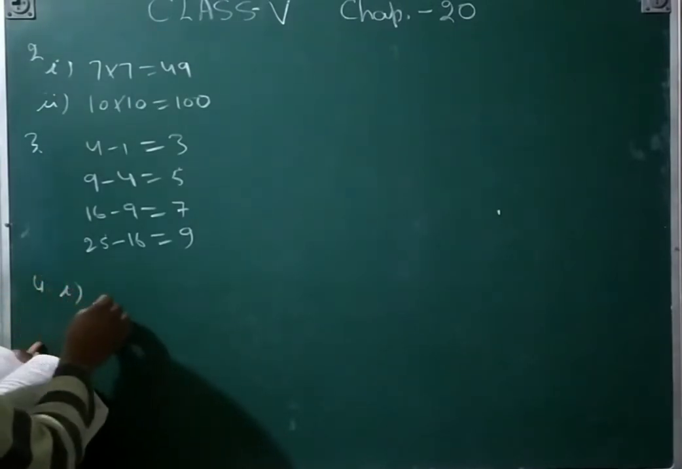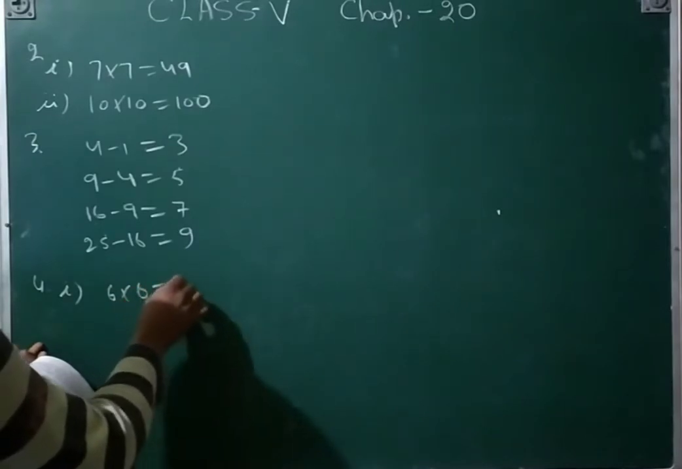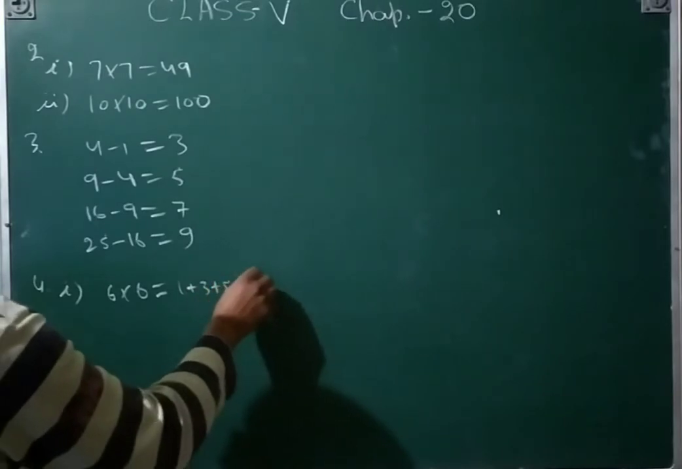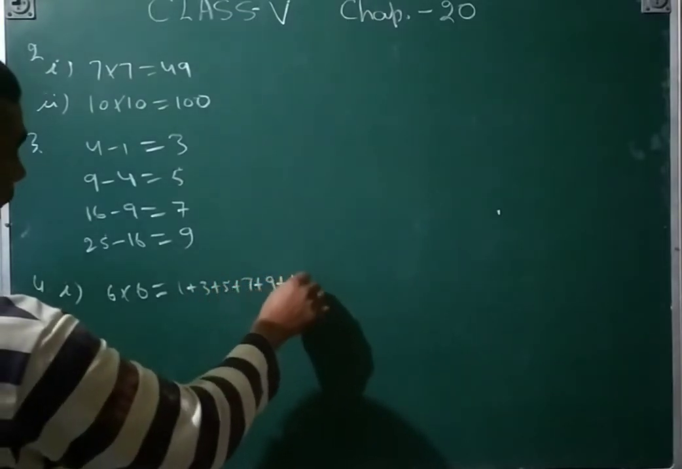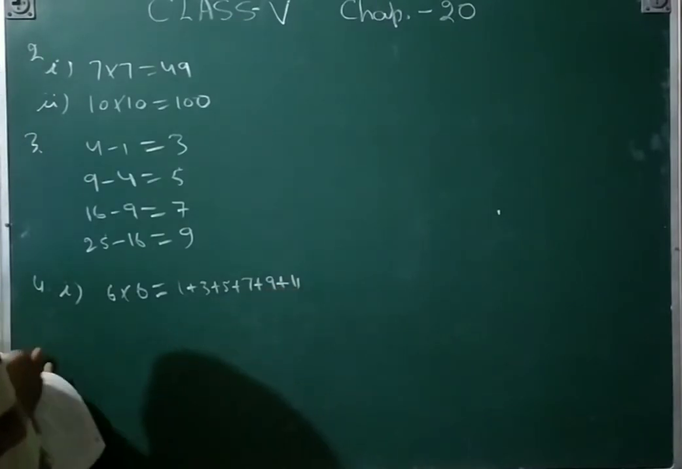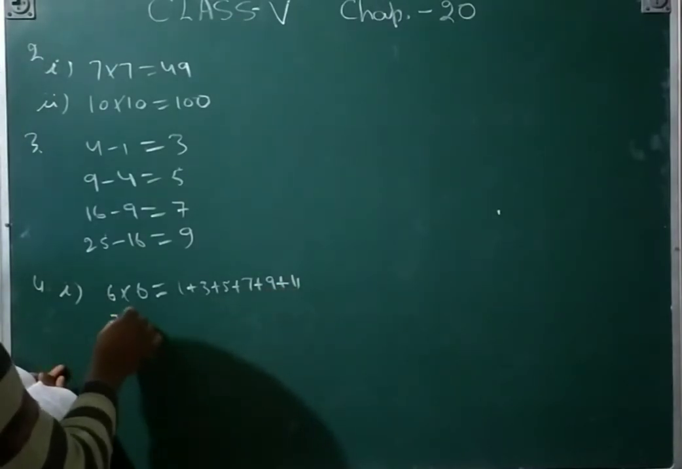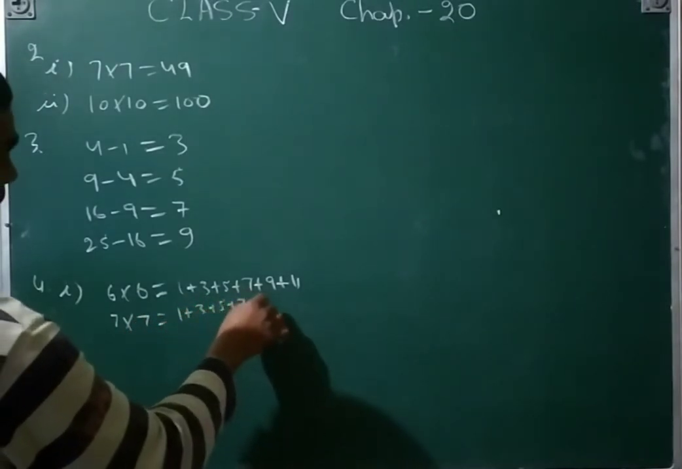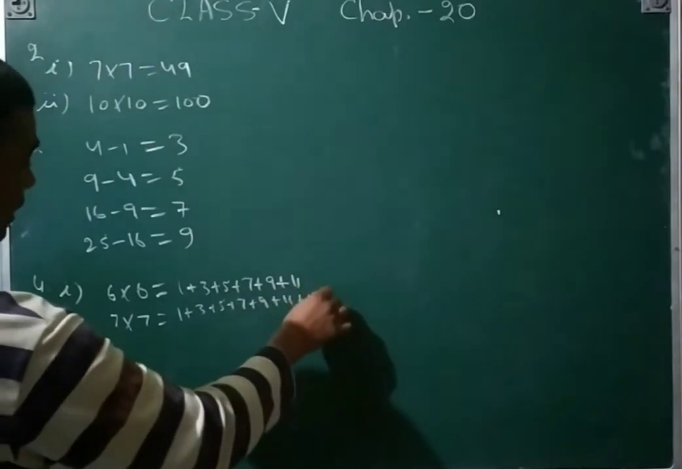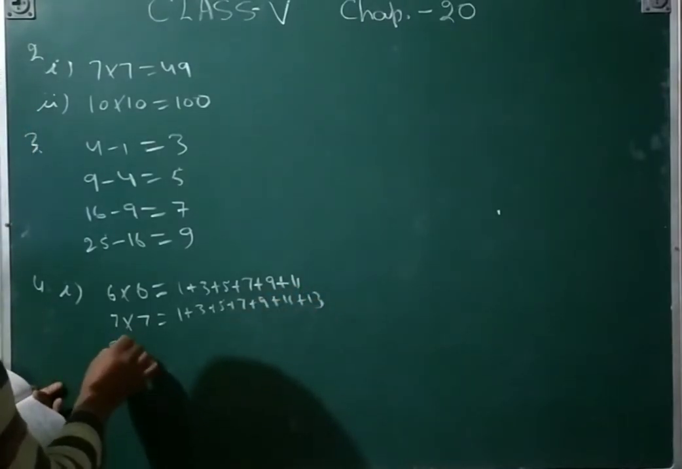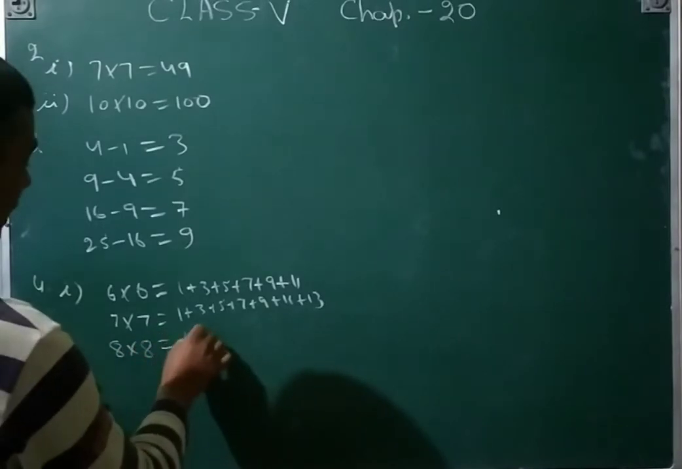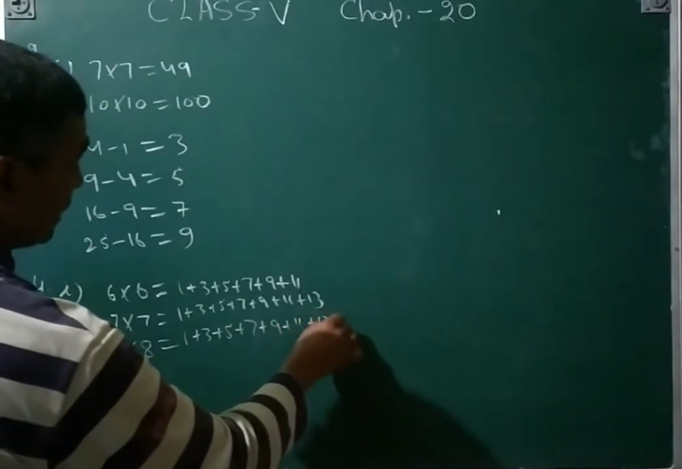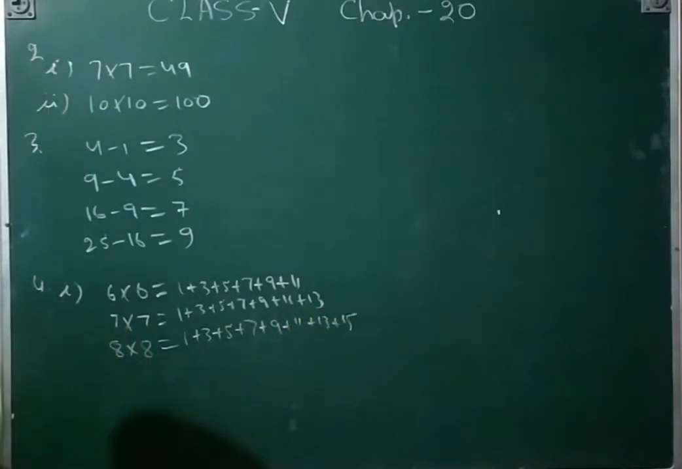Fourth question, first part: 6 into 6 is equal to 1 plus 3 plus 5 plus 7 plus 9 plus 11, that is 6 terms. So 7 into 7 is 1 plus 3 plus 5 plus 7 plus 9 plus 11 plus 13. And then 8 into 8 is equal to 1 plus 3 plus 5 plus 7 plus 9 plus 11 plus 13 plus 15. And the second part.